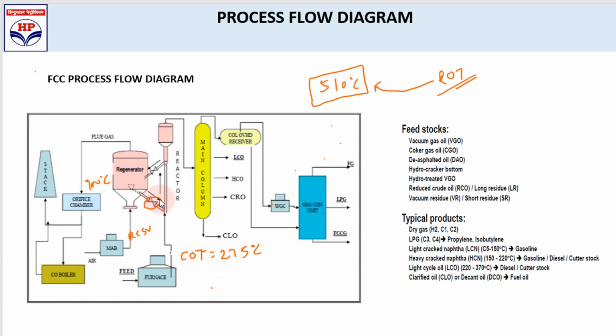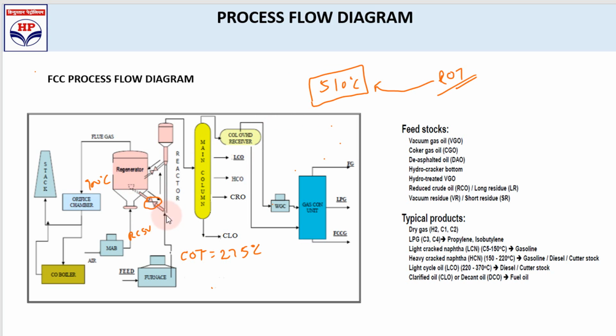It will open, and suppose this temperature goes below 508. So what will happen? It will open further based on the error, a 2 degree error. So more catalyst will come. If the temperature goes above, then it will slightly close. So this is how we are maintaining the reactor outlet temperature.